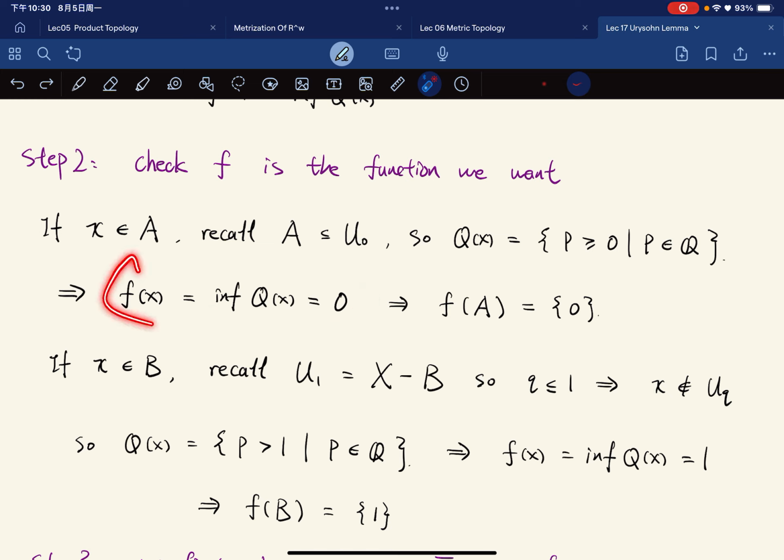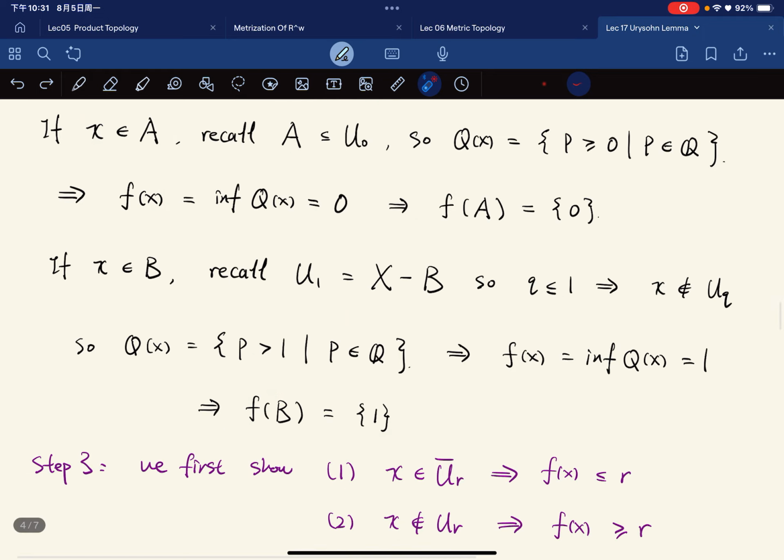Which means that the infimum is 0. You have to check this quickly; I'll give you 10 seconds to check it. So f of x is 0 for x in A, and thus f of a is equal to 0. And similarly, we have f of b equal to 1 for x in B. Remember, U1 is X minus B. So if you're in B, and if P is less than or equal to 1, then you're not in UP.